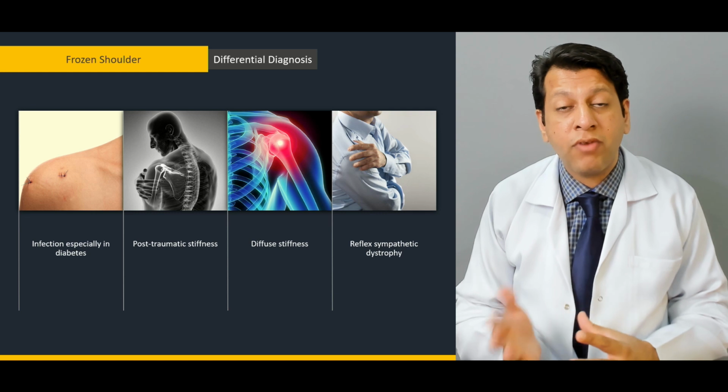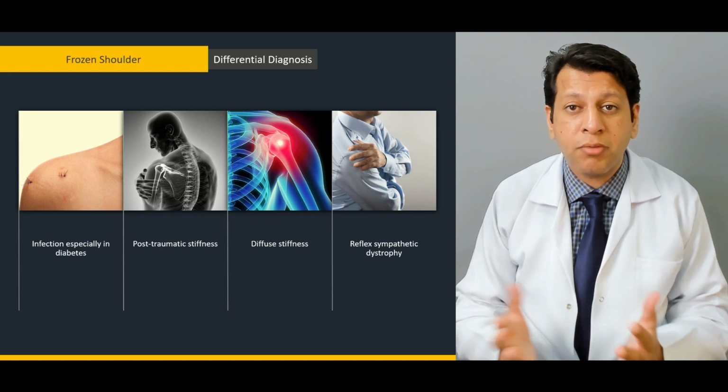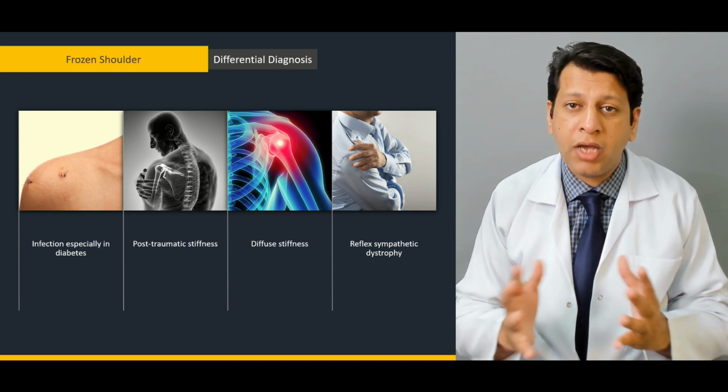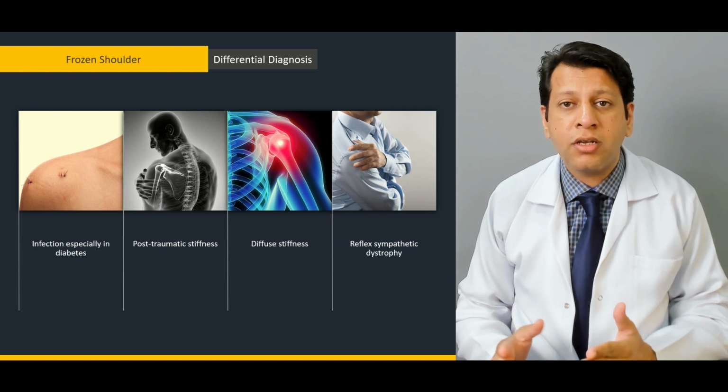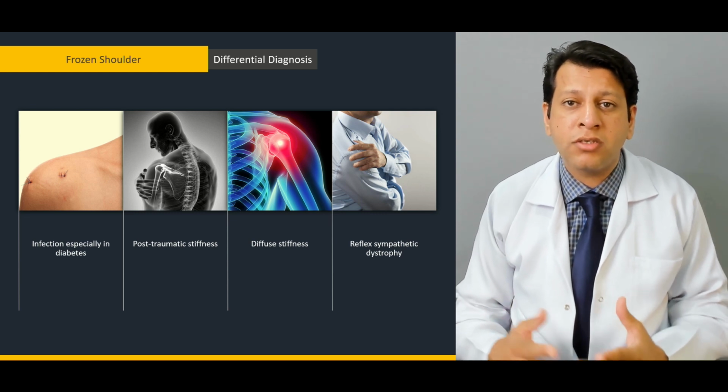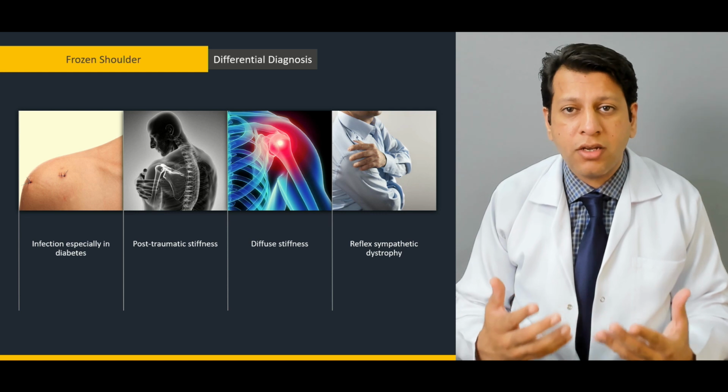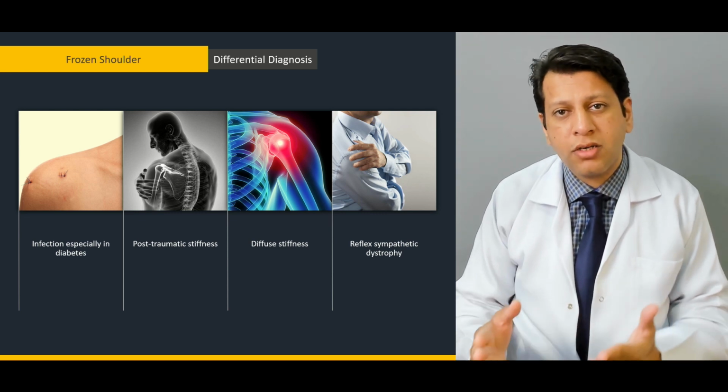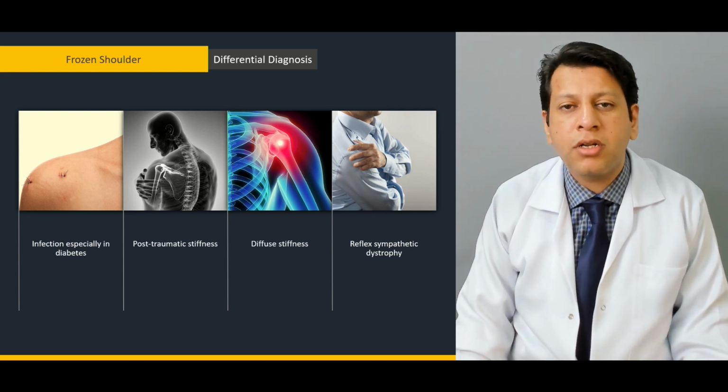So sometimes reflex sympathetic dystrophy mimics the symptoms of the frozen shoulder, but you need to be absolutely sure, as this may be associated with other diseases such as Raynaud's as well. Is it purely frozen shoulder, or is it one of the reflex sympathetic dystrophy?